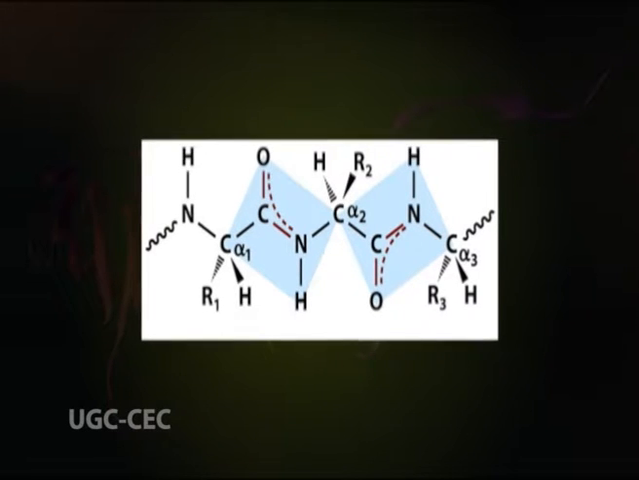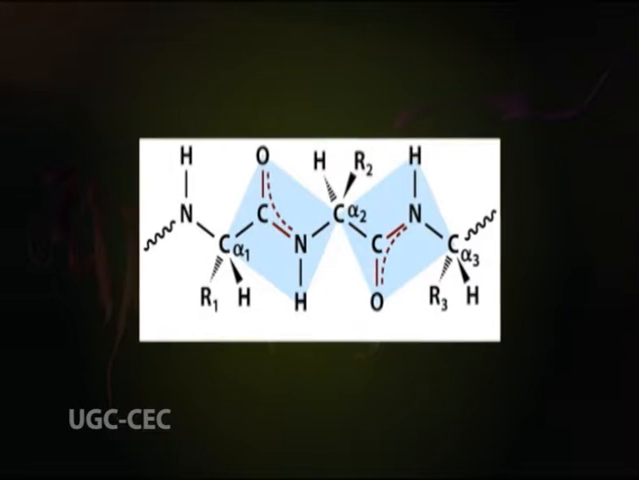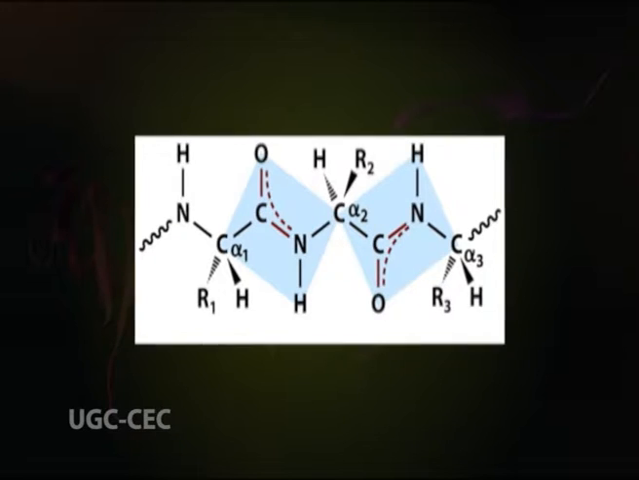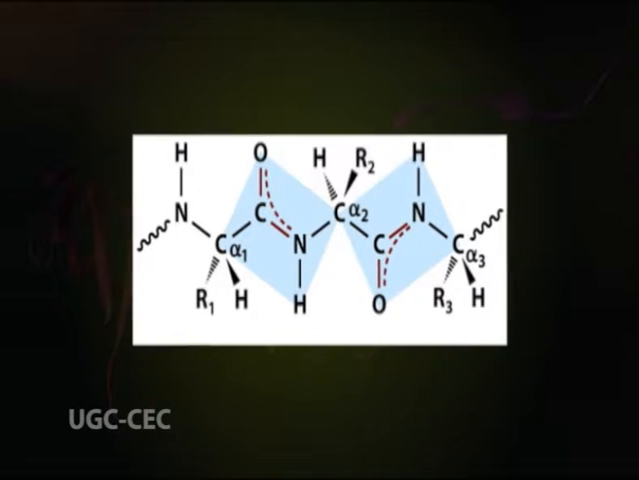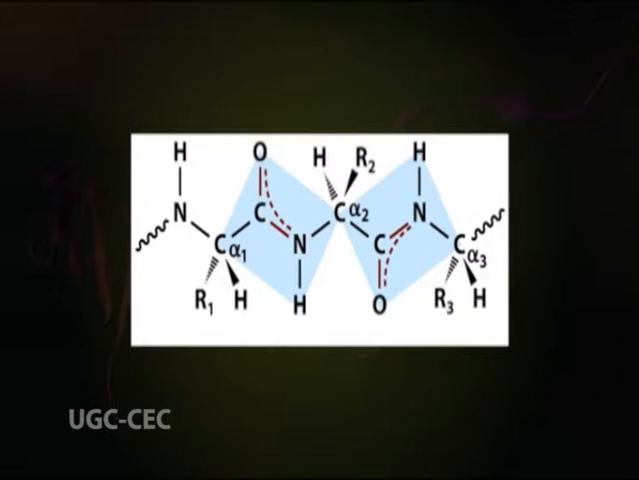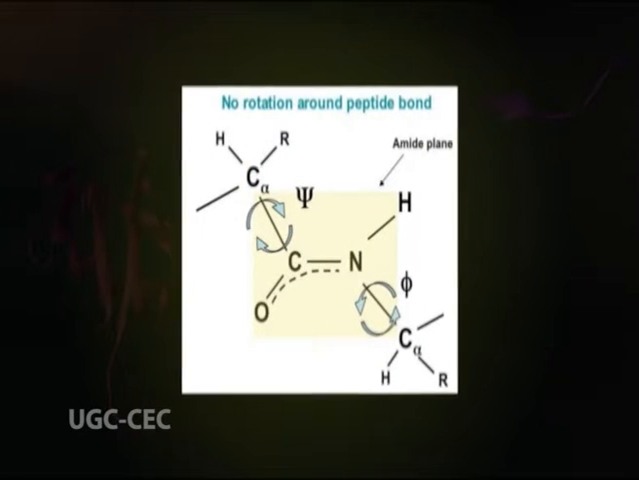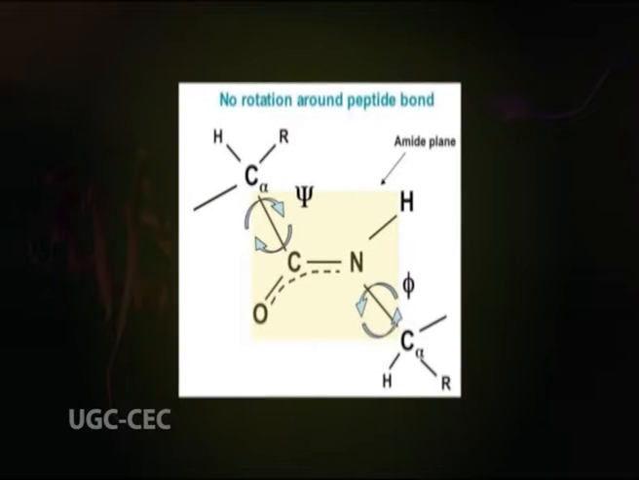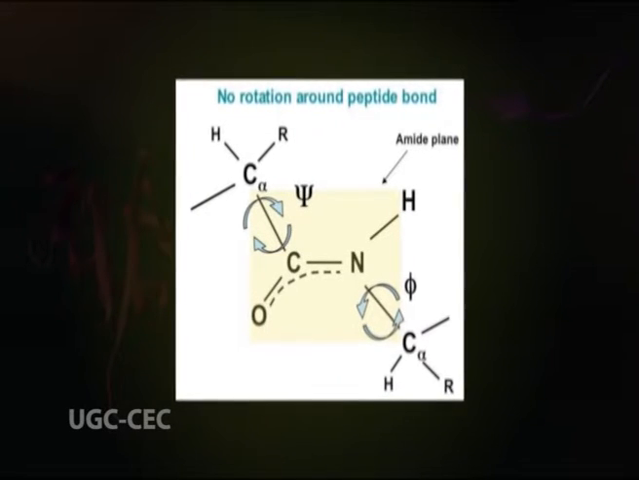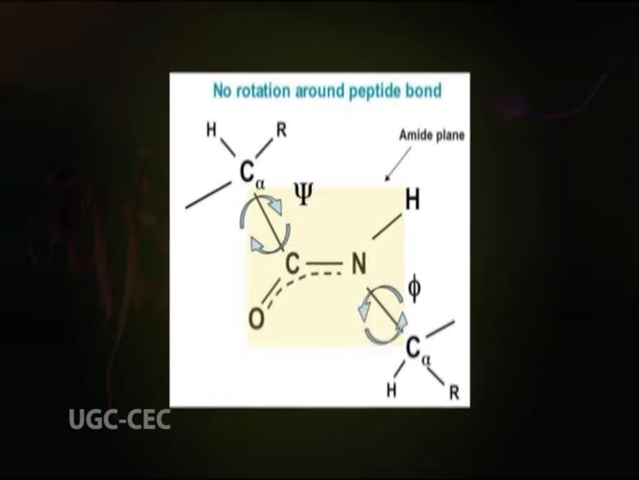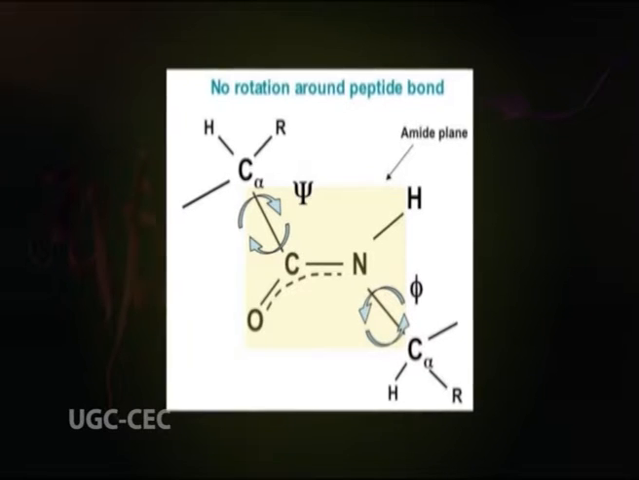However, the first covalent bond between the alpha carbon and carbonyl carbon and the third covalent bond between the alpha carbon and amide nitrogen are purely single covalent bonds. Hence, these bonds are free to rotate. By convention, the angle of rotation between the alpha carbon and amide nitrogen is called phi, and the angle of rotation between the alpha carbon and carbonyl carbon is called psi. The phi and psi angles of each amino acid allow the protein to fold in many different directions.